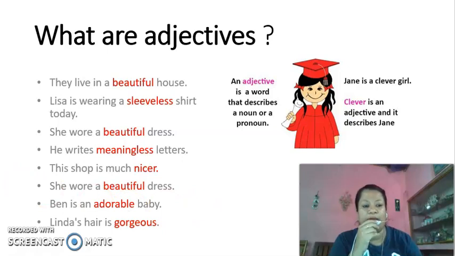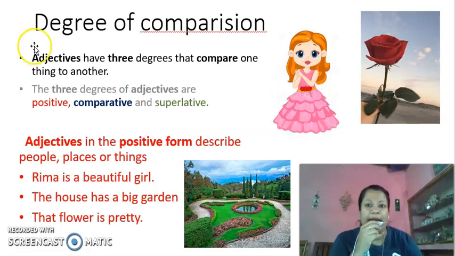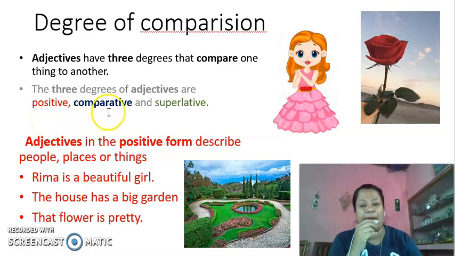Now let's go to the degrees of comparison, which will be our topic for today. There are three types of degrees. We have the positive degree, the comparative degree, and the superlative degree. These degrees compare things to one another. The positive degree is simply your adjective in its base form. And we have the comparative degree, and we also have the superlative degree.